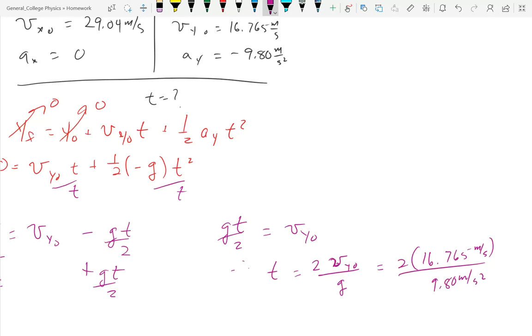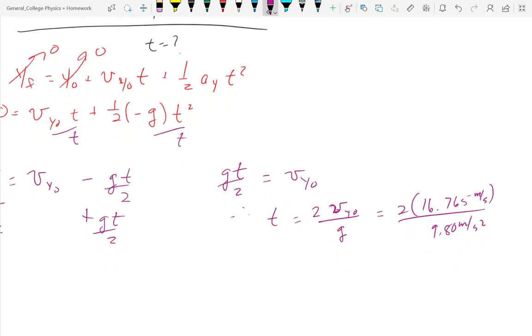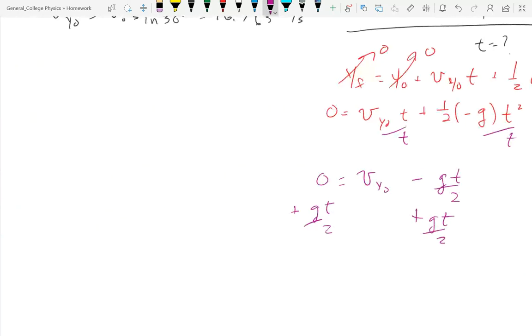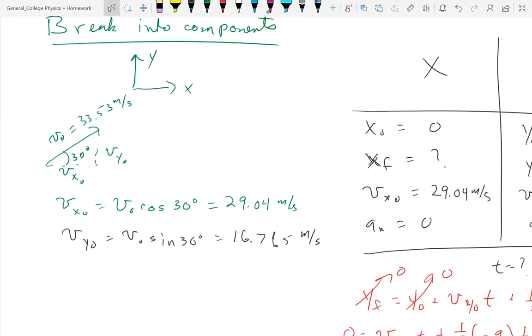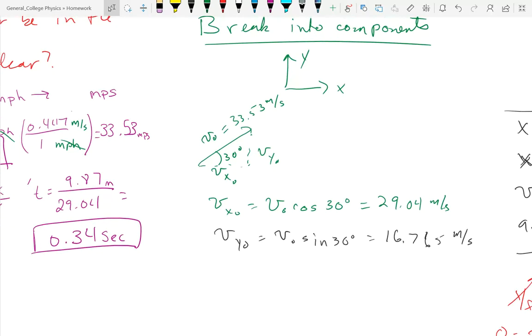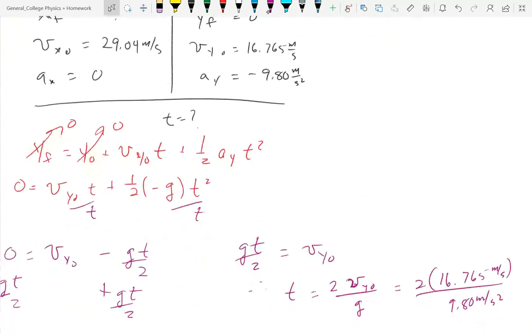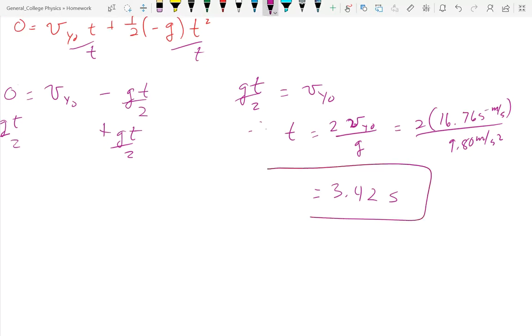2 times 16. And it's actually a much bigger number. So I have 3.42 seconds is the time it's going to stay in the air. Now, let me make sure I didn't make a mistake with dividing by 2. I just want to double check. Okay, so yeah, that was right. So the time in the air is actually 3.42 seconds.